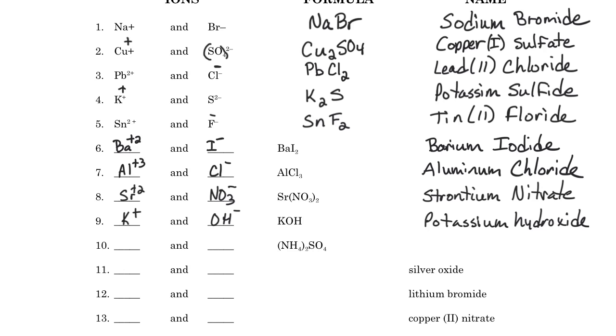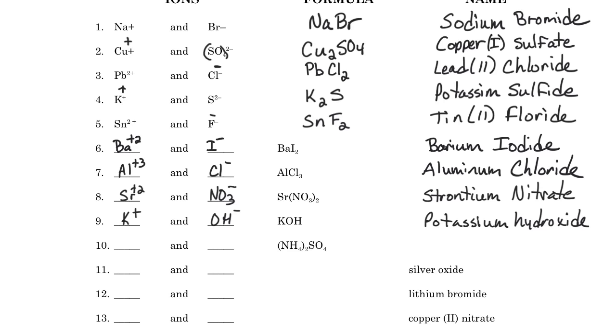For number 9, potassium is in the first column, so it has a charge of 1. OH is the hydroxide ion. You have to look that up on your periodic table or on your polyatomic ion sheet, and you'll see the name for this is potassium hydroxide. Let's go ahead and do number 10 together.